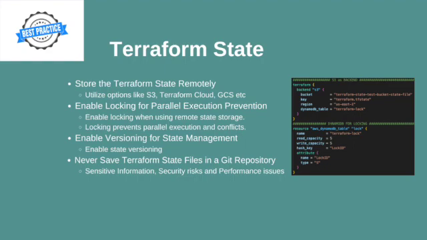Next, enable locking for parallel execution prevention. Enable locking when using remote state storage. Locking prevents parallel execution and conflicts, and it ensures that only one user or process can modify the infrastructure at a time, which avoids race conditions.